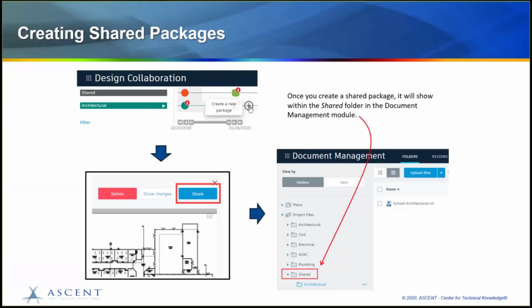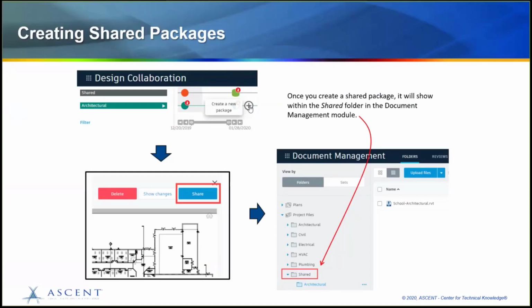When you create a shared package, you will give it a name, and this can be anything, like updated model, 50% CD set, or permits. It's all going to be in the established workflow that has been set up. And then you will select the sets, the models, and documents that you want to be packaged and shared to the other teams. After you share a package, the model at that current state will be copied within the shared folder on the document management module.